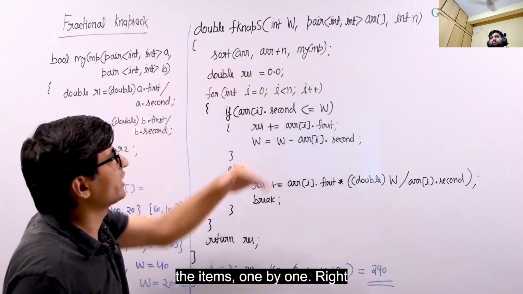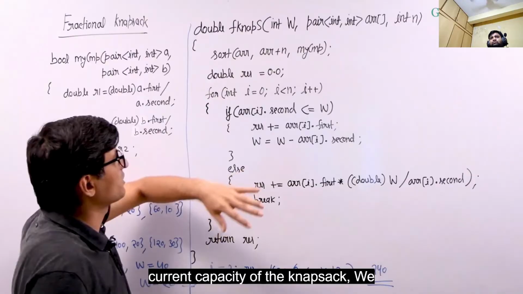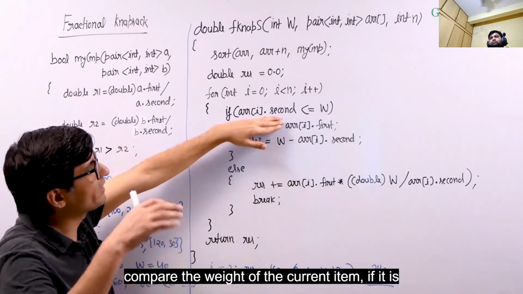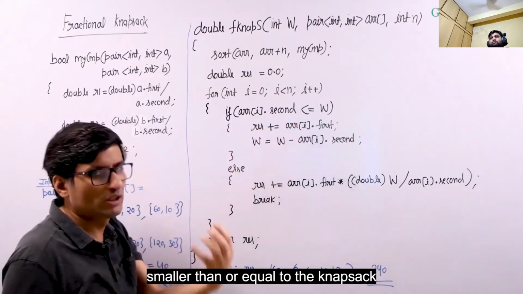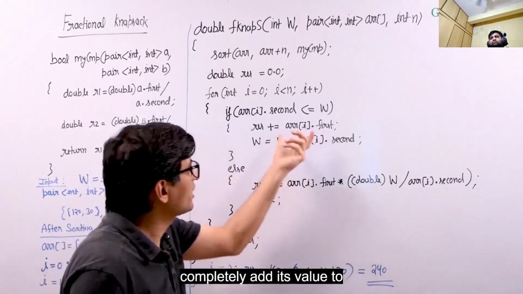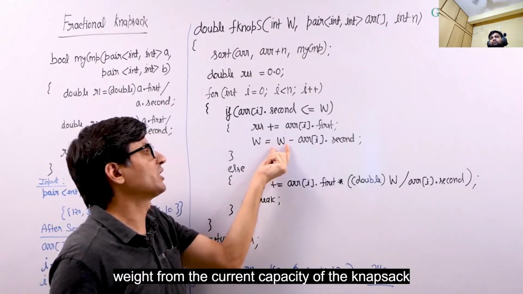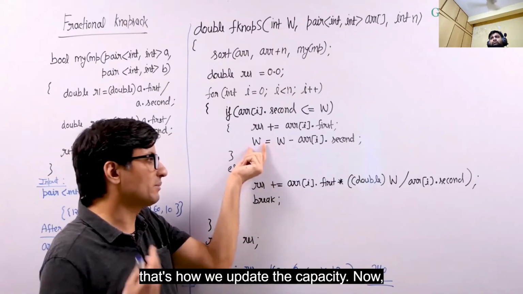Then we traverse through all the items one by one, right? Capital W is the capacity of knapsack, the current capacity of the knapsack. We compare the weight of the current item. If it is smaller than or equal to the knapsack capacity, we take this item completely, add its value to the result, and subtract its weight from the current capacity of the knapsack. That's how we update the capacity.